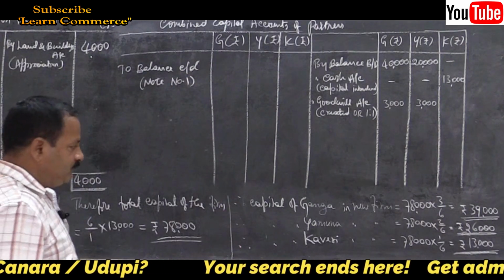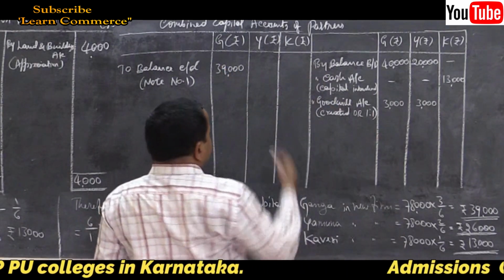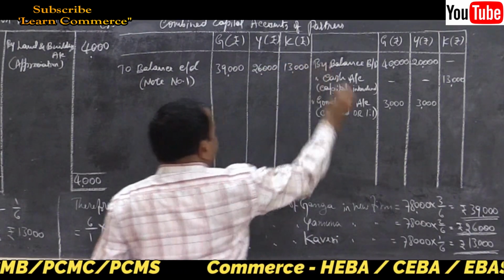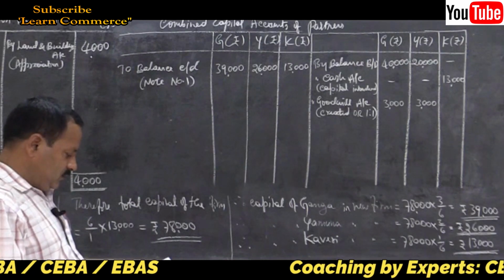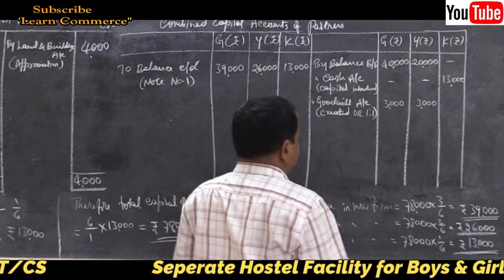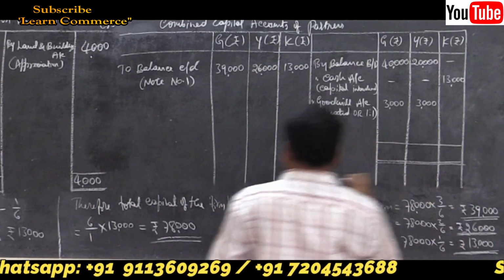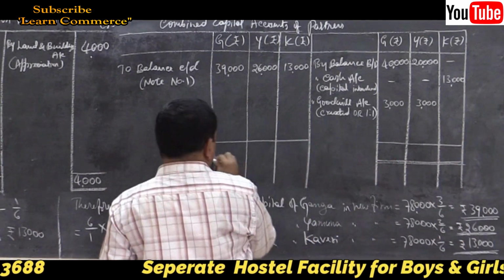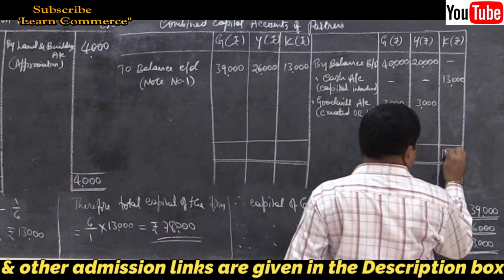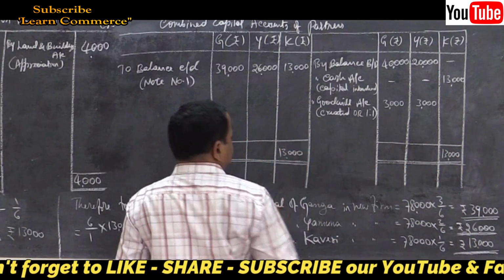Very simple. So write this amount, balances 39,000, 26,000 and 13,000. Now balance the account. That's all. No other entries. Leave one line gap. There may be surplus or deficit, so you have to pass an entry for that. So leave one line gap on either side. Now balance. New partner, no problem at all. 13,000 on either side.